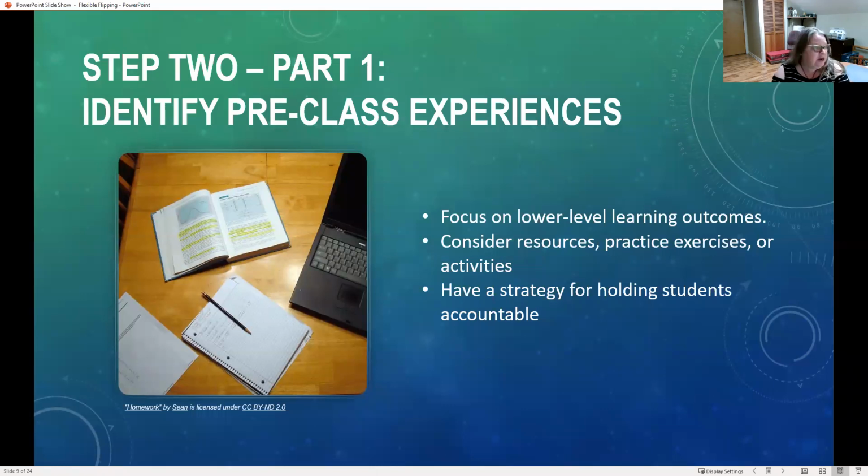One of the biggest things here that I have found is coming up with ways and strategies to hold students accountable for the pre-class experience. This is really where a lot of people shy away from the concept of a flipped design, because they're like, students don't do the homework. What if they don't ever listen to the lesson? And so you really do have to come up with strategies for holding students accountable. And we'll talk about that a little bit next.